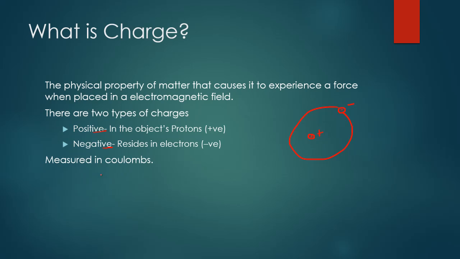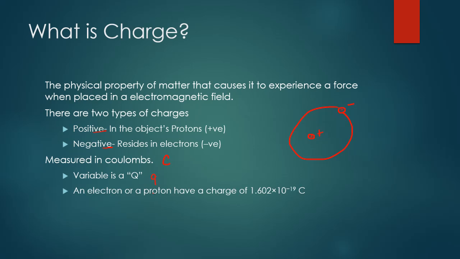Now, charges are measured in coulombs, which is given by a capital C. And so if you see a capital C, it means coulombs, which is just the measurement of charges. Variable for charge is a capital Q, or sometimes you'll see a lowercase q, and I'll explain why later.